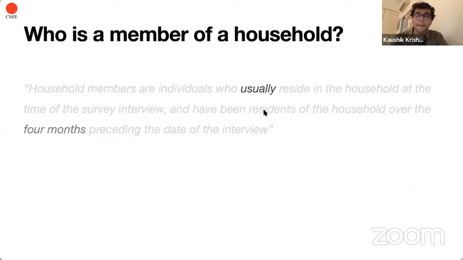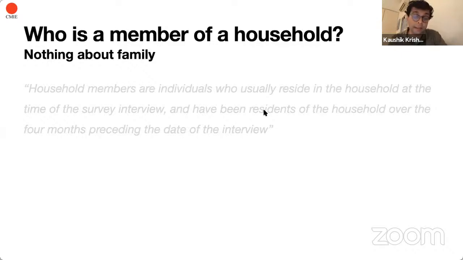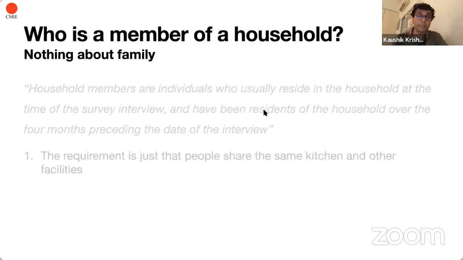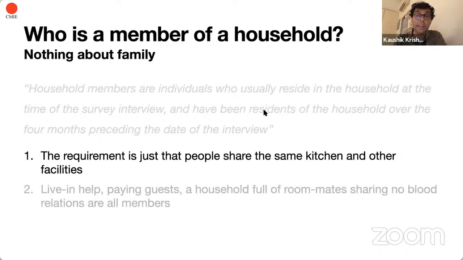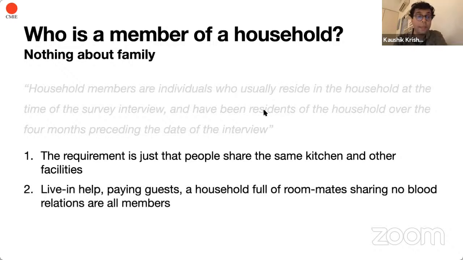Okay. Keep in mind, there's nothing in this definition that talks about family. And this goes back to something I said at the beginning. This is not the Consumer Pyramid's family survey, it's the Consumer Pyramid's household survey. The fundamental requirement is that people share the same kitchen and other facilities. There's nothing here about having to share blood relations. In fact, live-in help, paying guests, a household full of roommates sharing no blood relations are all considered to be members of the household.